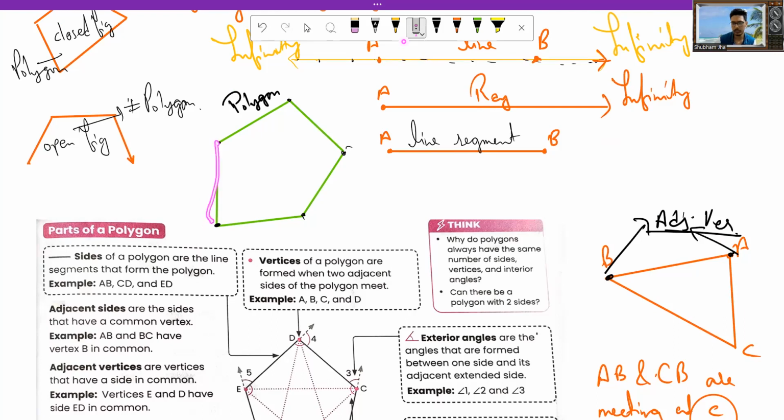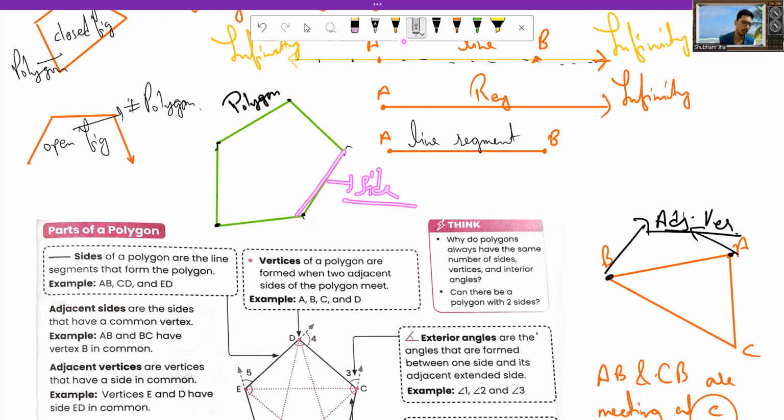This is the line. Now these are my vertices, and this line would be my side. Similarly, these two are the adjacent vertices, so this line will be the side.